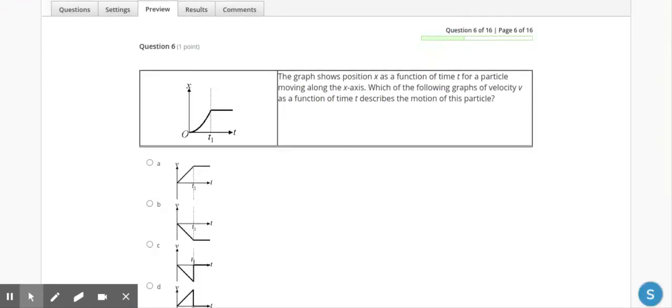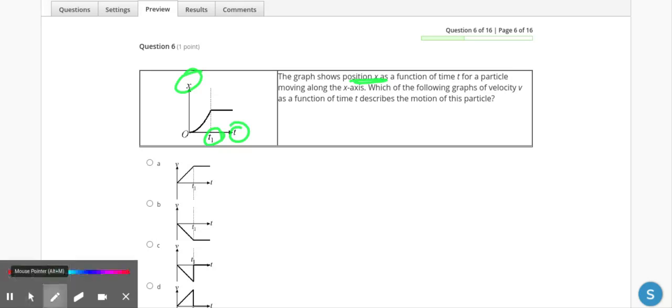Alrighty, now we've got a position time graph again. Pay attention, position as a function of time. Which of the following graphs of velocity v as a function of time describes the motion of this particle? All right, so here's the deal. We've got a curve for the first part, so I'll put that in green.